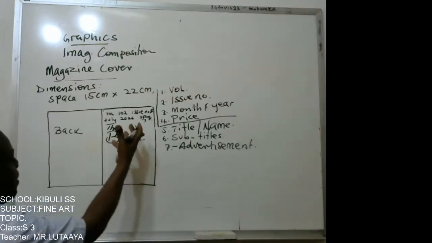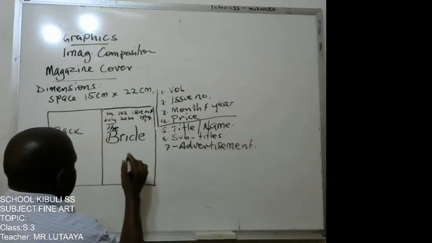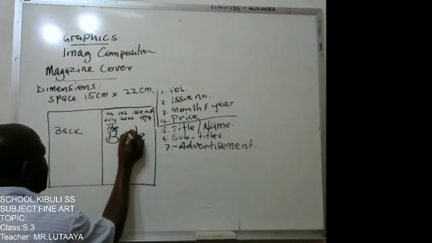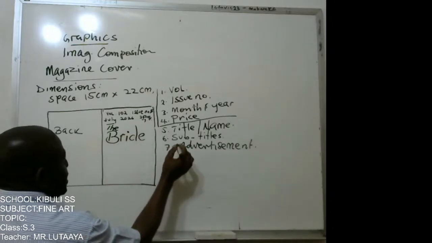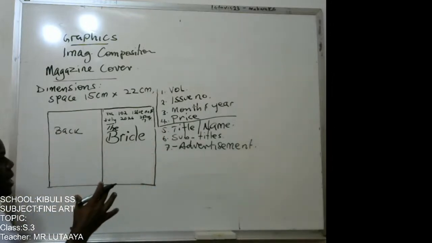This bride should be bold, because it is the name of the magazine. Then the bride, it is the name at the same time. Should we call it the title? Bride. Then you can be in capital or you can design it in any way you want.